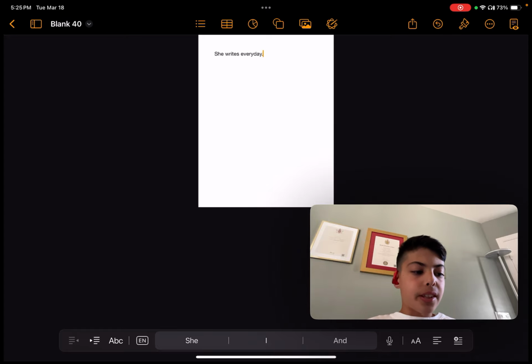The adverb every day helps us know that this is a simple present verb, because it is showing us that this action is repeating. And remember, simple present tenses include repeating verbs, repeating habits.